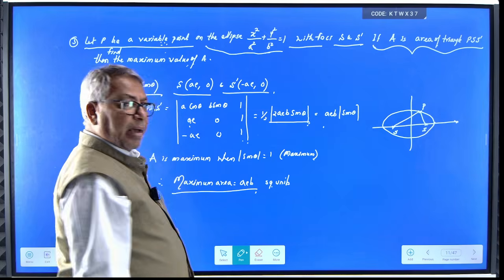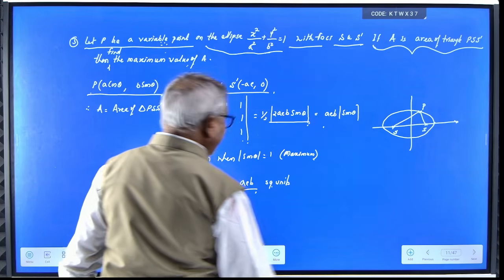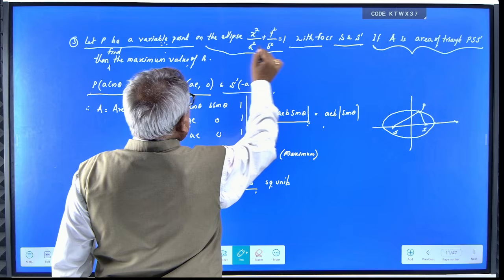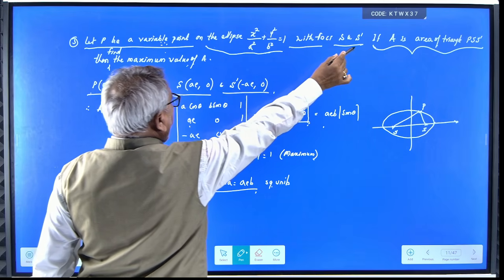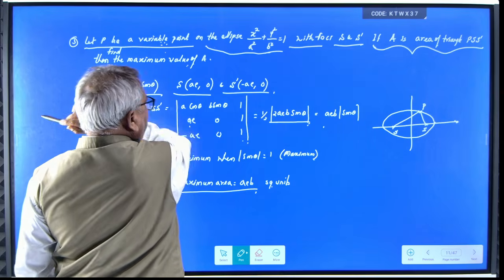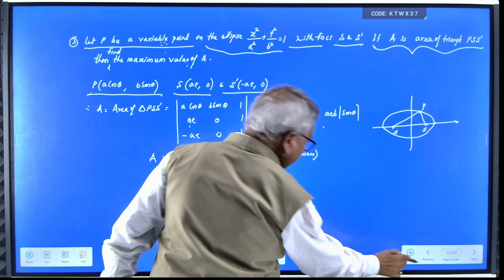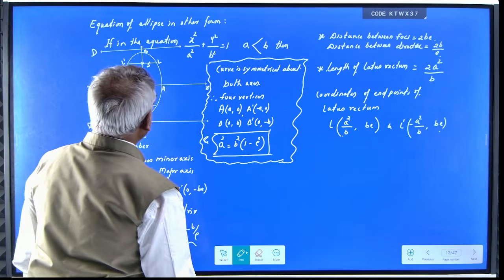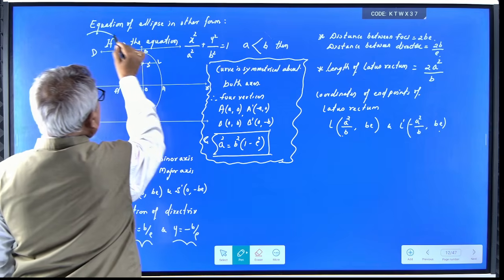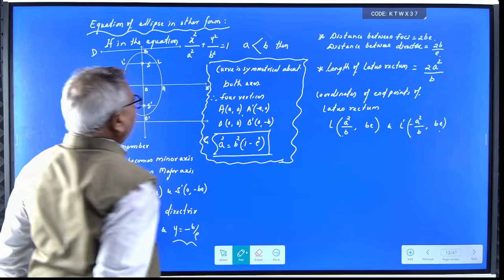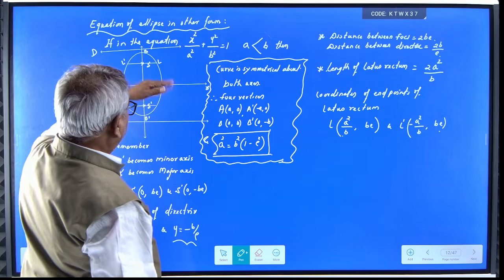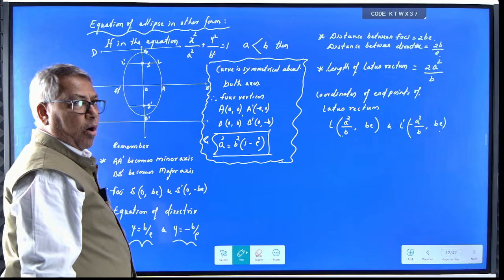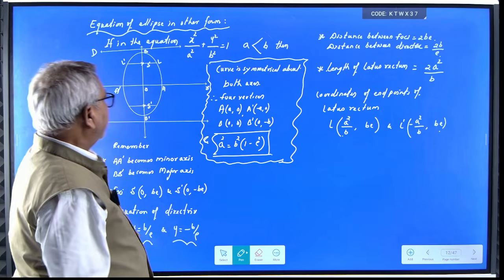So this is the maximum area of the triangle formed by the point on the curve and S and S dash. I'm taking the example immediately. Now the equation of the ellipse in another form. This is the vertical form, the opposite form.